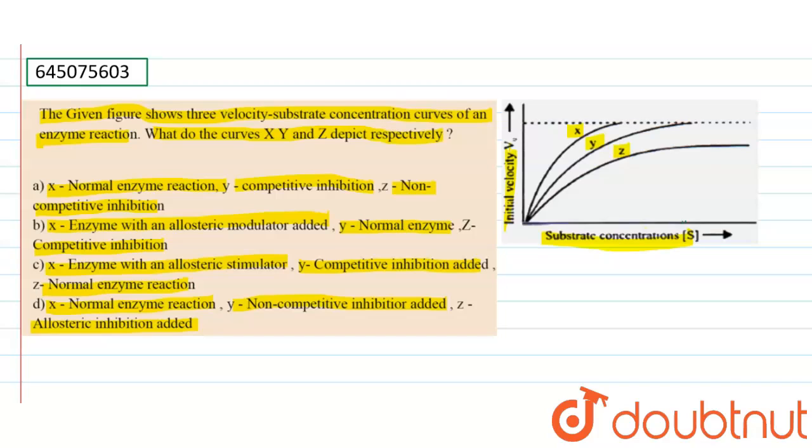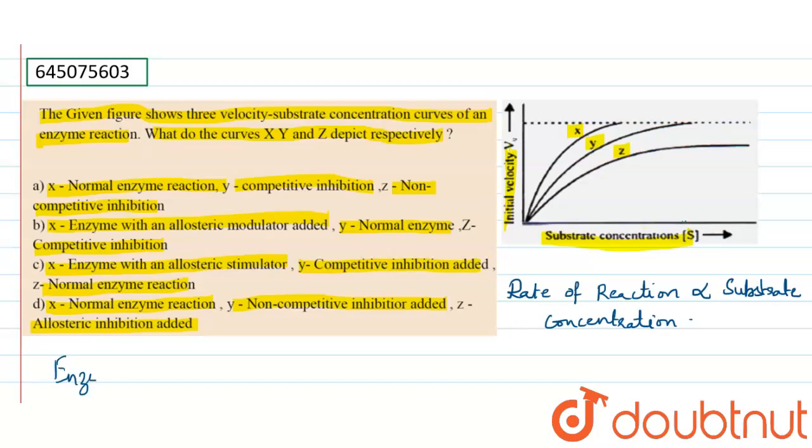So the rate of the reaction is directly proportional to the substrate concentration. And enzymes are the biocatalysts which increase the rate of reaction. So enzymes are the biocatalysts. These biocatalysts increase the rate of reaction.